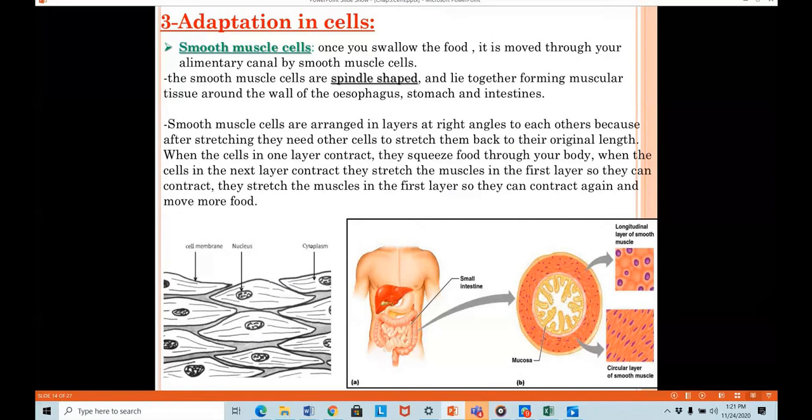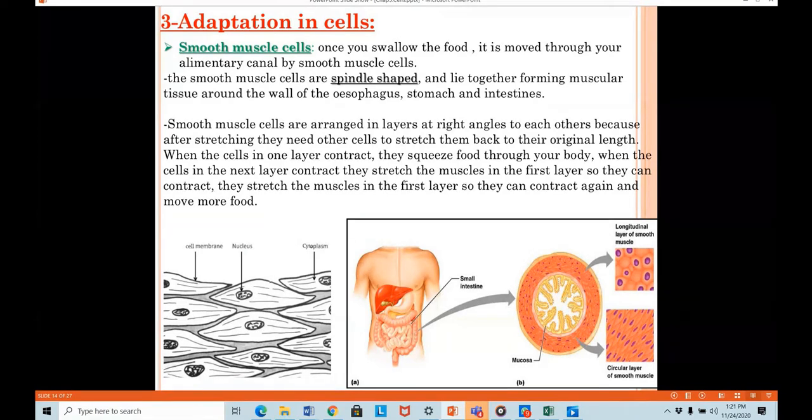These are spindle shaped. So what is a spindle shape? As you can see, broad in between and pointed toward the corners is known as a spindle shape. So this is the shape of a smooth muscle cell, and they lie together forming muscular tissue around the wall of the esophagus, stomach, and the intestine. So basically, these are the cells with which the various organs of the digestive system are made up.